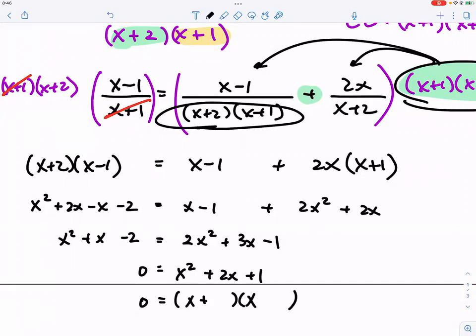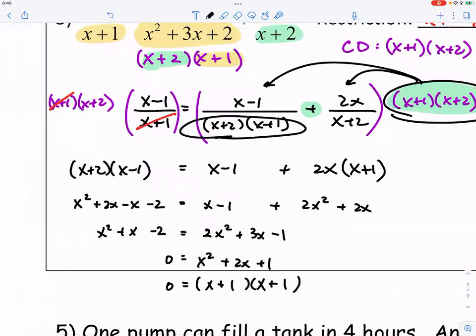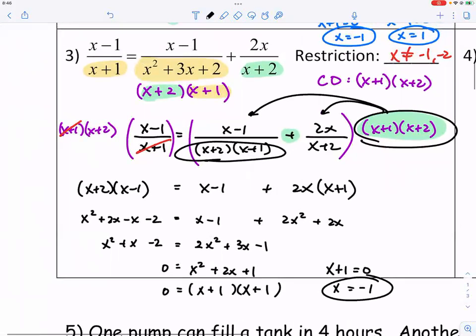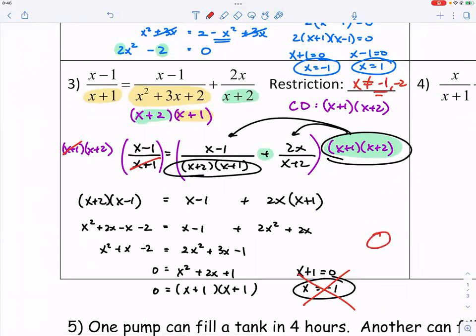So you need to think of two numbers that can multiply to give you 1 and add up together to give you 2. Well, you have only one choice, and that is just 1. 1 plus 1, it's 2. 1 times 1, it's 1. So therefore, x plus 1 is equal to 0, and x is equal to negative 1. However, that's also the restriction. So in that case, we do not have any solution here for this particular problem.